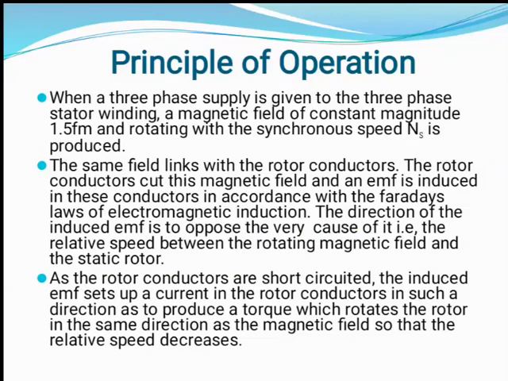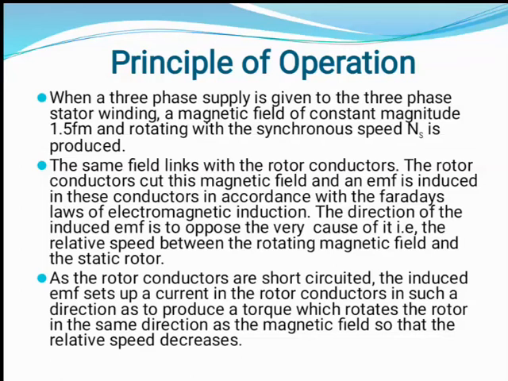Let us glance at the principle of operation of the three-phase induction motor. When three-phase supply is given to the three-phase stator winding, a magnetic field of constant magnitude 1.5 φm, rotating with synchronous speed Ns, will be produced. The same field links with the rotor conductors, so these rotor conductors cut the magnetic field and an EMF will be induced in them in accordance with Faraday's laws of electromagnetic induction. The direction of this induced EMF always opposes the cause of it, that is the relative speed between the rotating magnetic field and the static rotor.